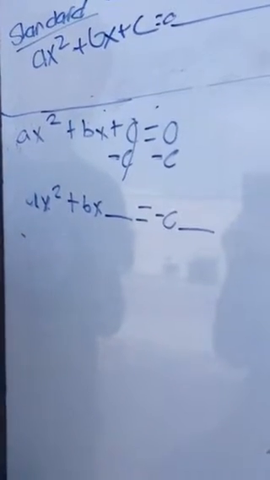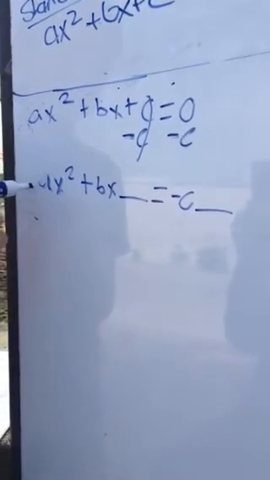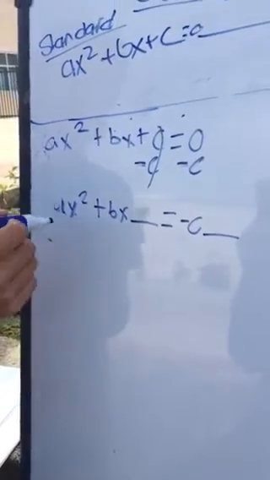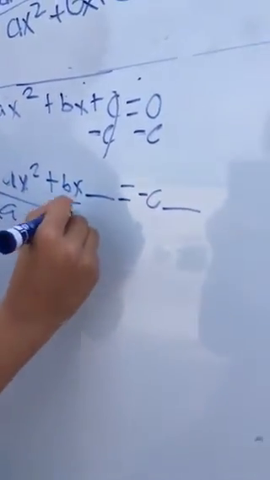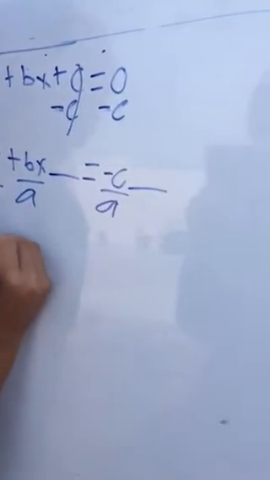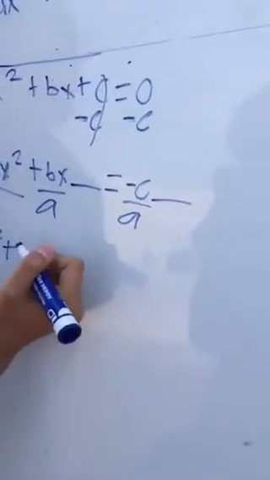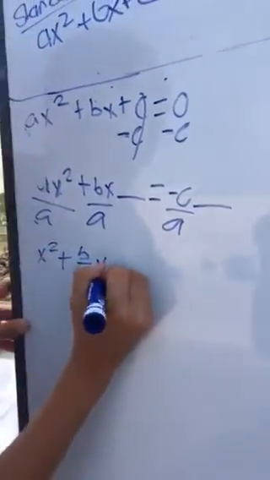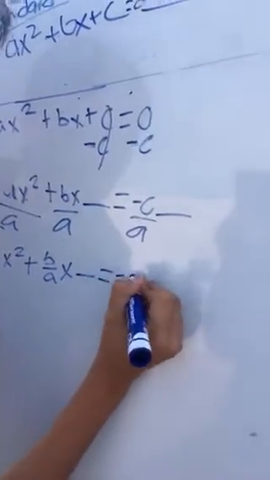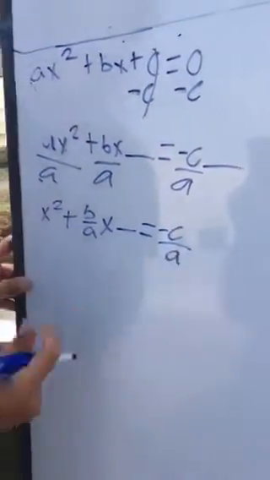Now, as you can see, there's a coefficient, which is a. We are trying to get x squared by itself. So we're going to divide by a across the equation in order to get x squared plus b over a x blank equals negative c over a.